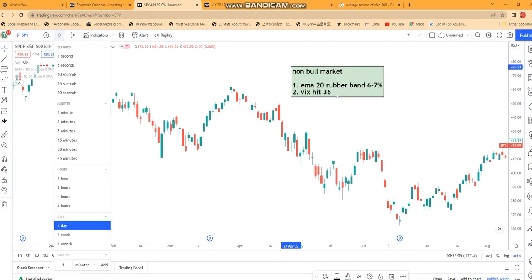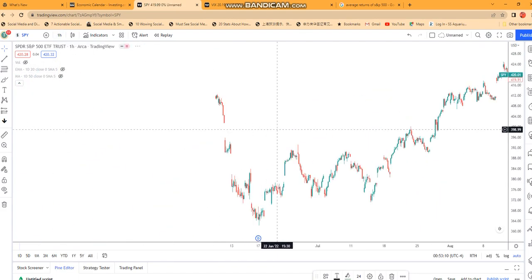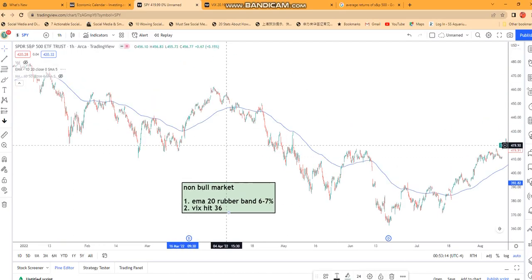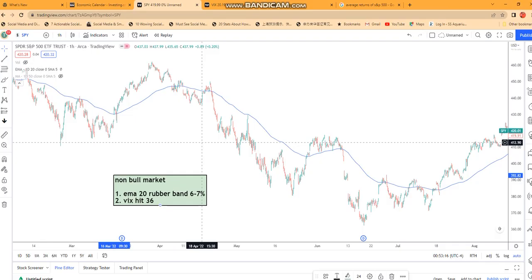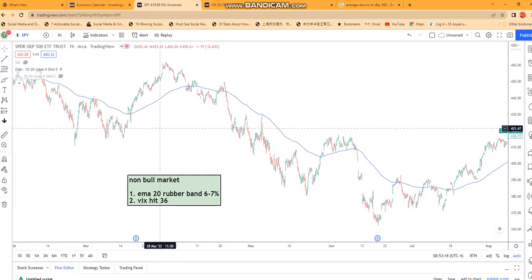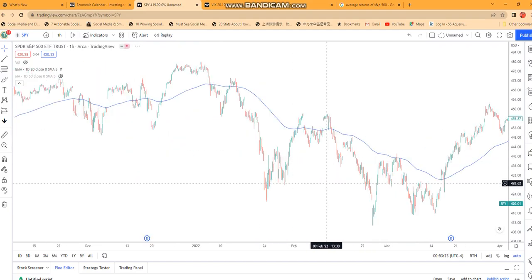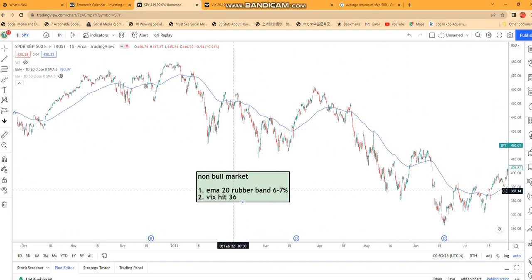So I will go to an hourly chart, easier for you to see, because when we play EMA 20, we are typically using the hourly chart. Alright. So EMA 20 rubber band basically means very oversold. From what I know, for SPY the percentage is usually about 6 to 7%. What does that mean?